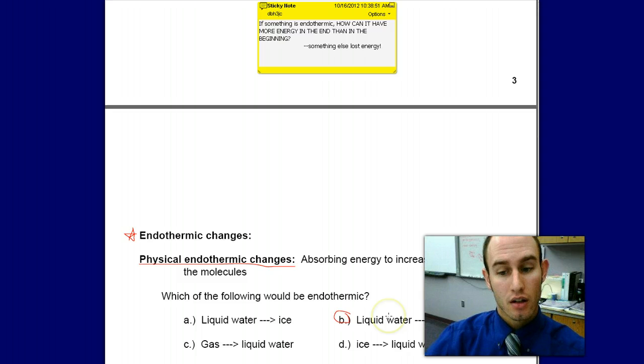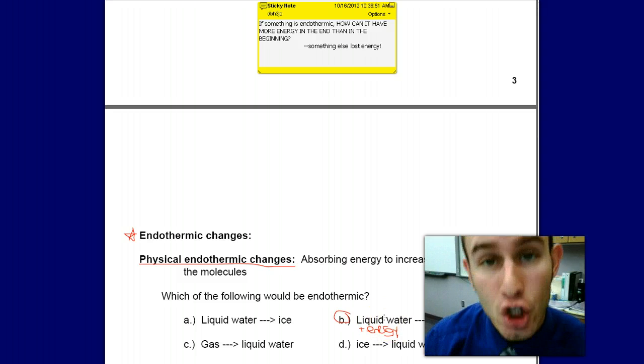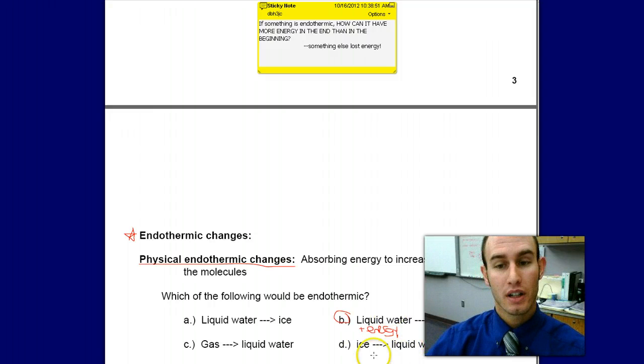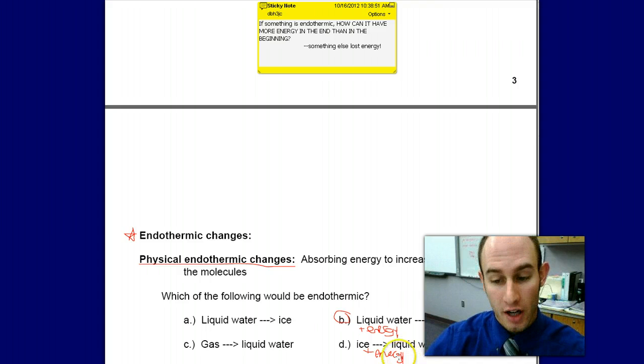Liquid water, you add energy to it. So liquid water plus energy is going to turn into a gas. You boil water, it turns into a gas. The water is absorbing energy. That's endothermic, absorbing. Ice, melting into a liquid. Again, ice, you add energy into it as well. Plus energy, it's going to turn into liquid water, all right?